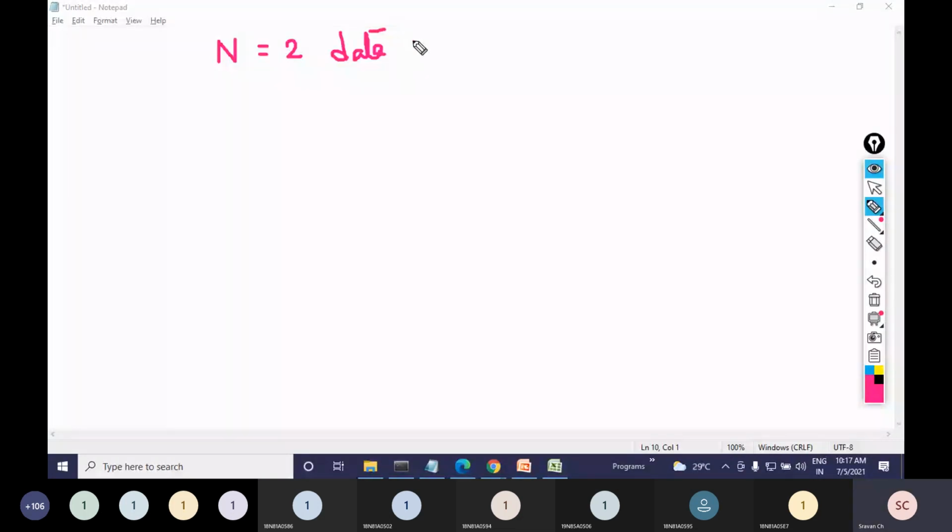With two data points, how many combinations will I get? I'll get 4 combinations: 0,0; 0,1; 1,0; and 1,1. Suppose I want to represent them: 0,0 is one combination, 0,1 is one combination, 1,0 is another combination, and 1,1 is another combination, right?